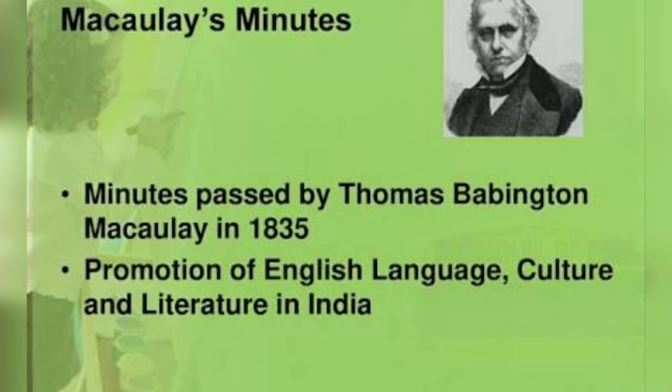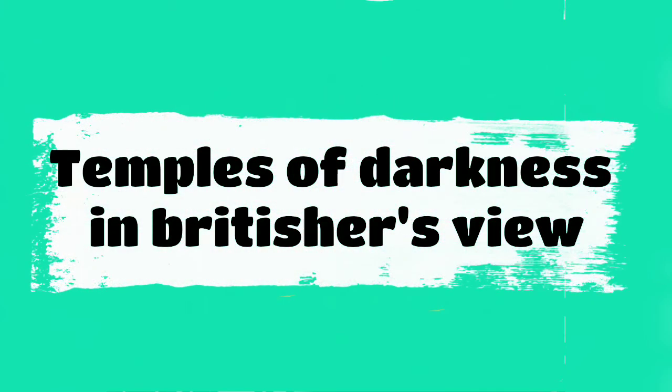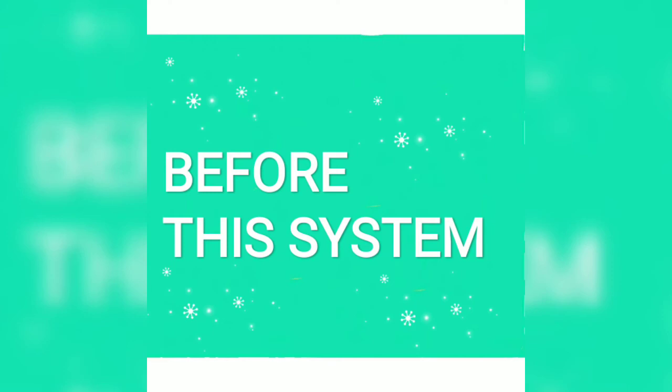The decision was to make English the medium of instruction for higher education and to stop the promotion of Orientalist institutions like Calcutta Madrasa and the Benares Sanskrit College. These institutions were seen as temples of darkness that were falling of themselves into decay. The report of William Adam gives us an idea of how children were taught in pre-British times.